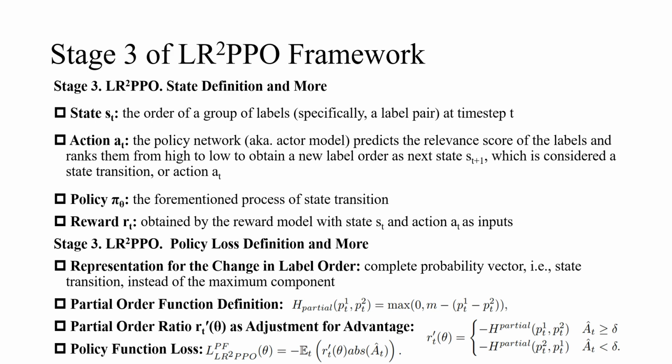To achieve this, we define a partial order function to distinguish between correct and incorrect label orders, adjusting the advantage estimate accordingly. We introduce the partial order ratio to further refine policy updates. This ratio, which depends on the sign of the estimated advantage at each time step and uses a small negative threshold, helps stabilize training. By penalizing incorrect orderings, the partial order ratio guides the model to rank labels correctly. This stage integrates the actor and critic models, iteratively updating them to enhance overall performance.